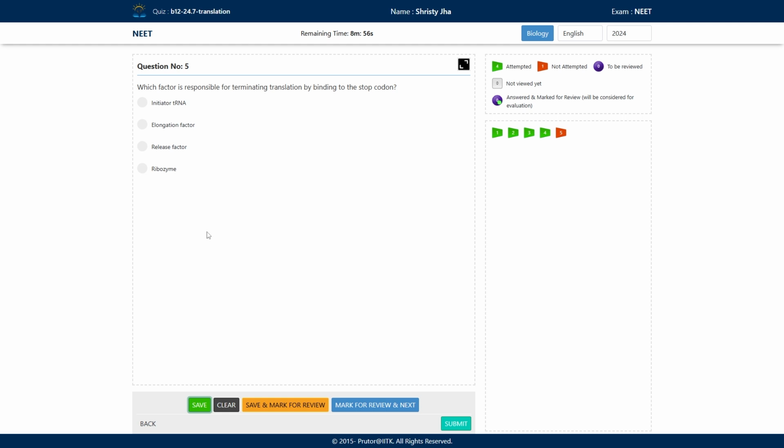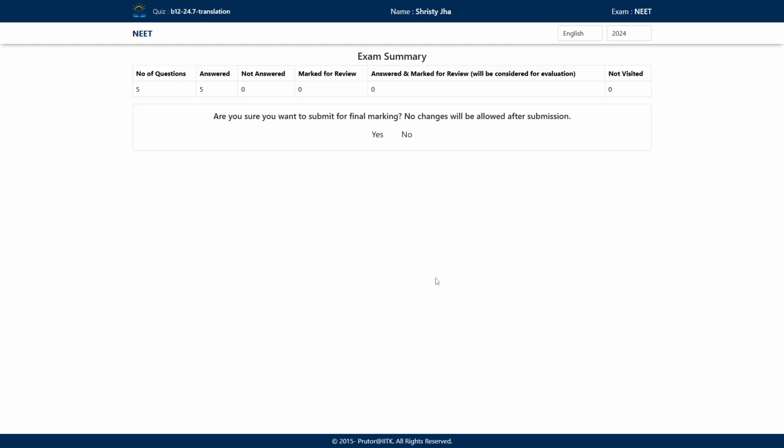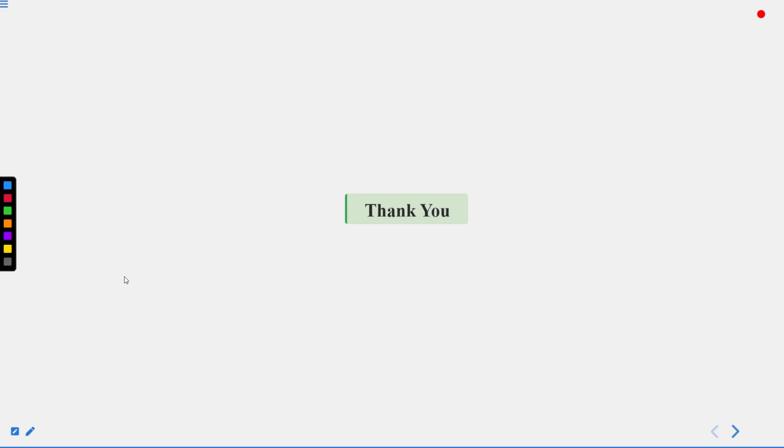Then last question: which factor is responsible for terminating translation by binding to the stop codon? We know it is a release factor, which goes and binds to the stop codon, and then what happens? Hydrolysis of the polypeptide and tRNA happens, and translation stops. Even ribosomes get detached. Submit, yes. Here we can see all our options are correct.